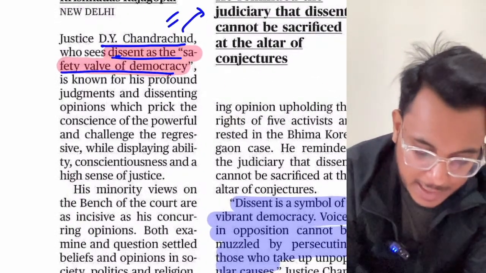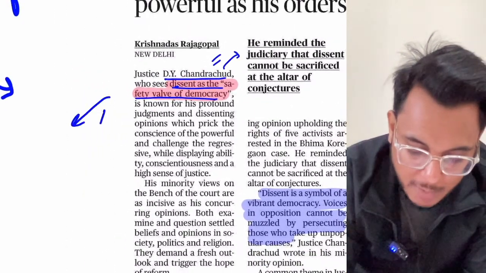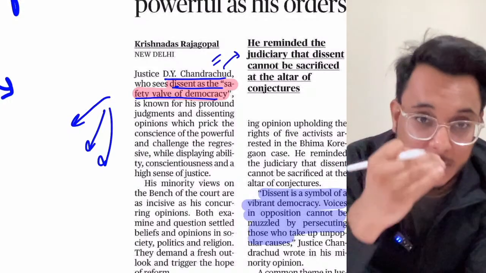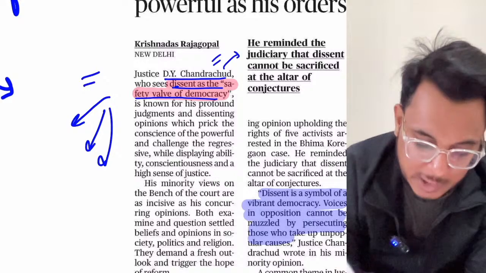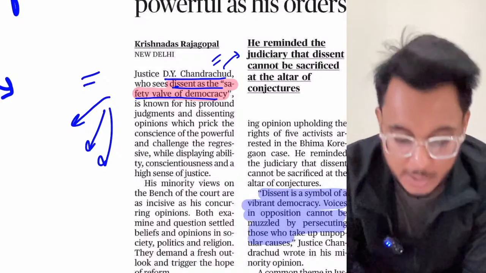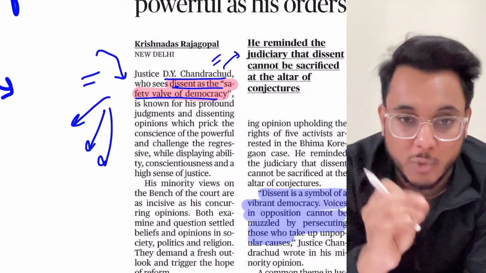So, giving a power of dissent to the people is giving them an opportunity to vent out, and it is very important for democracy. This was something that was said by D.Y. Chandrachud in one of his judgments. So, please note it down in your notes and use it in your answers.